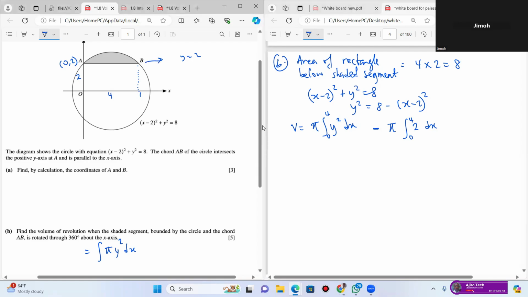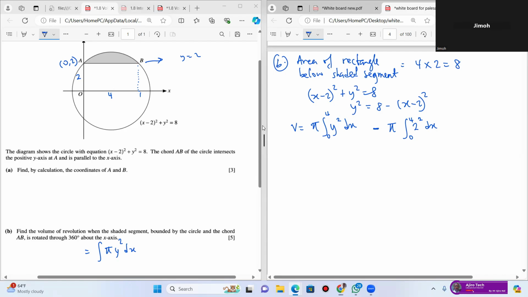So I want to integrate below this line. Now find the relation of that. So pi 2 square. This is y, isn't it? So pi 2 square from 0 to 4. You can do that too.